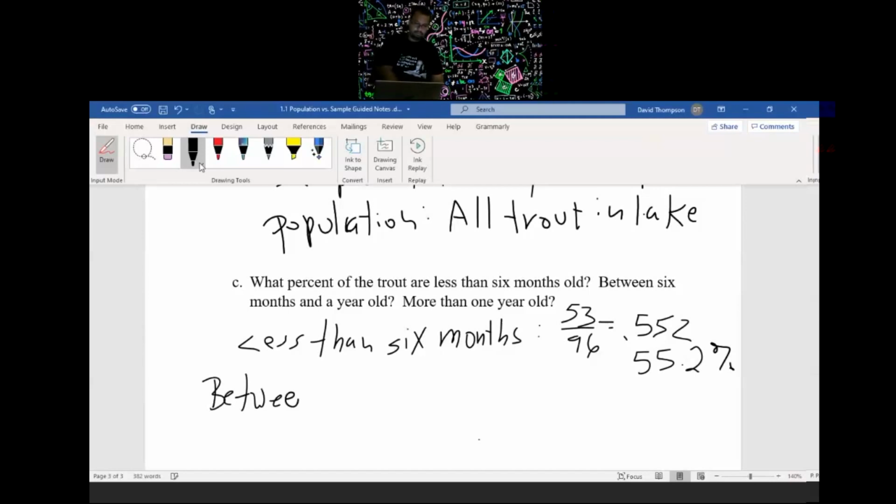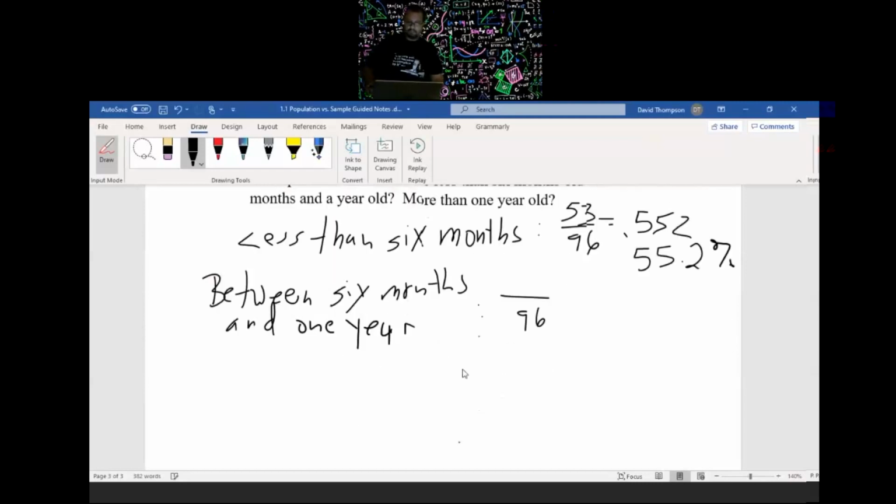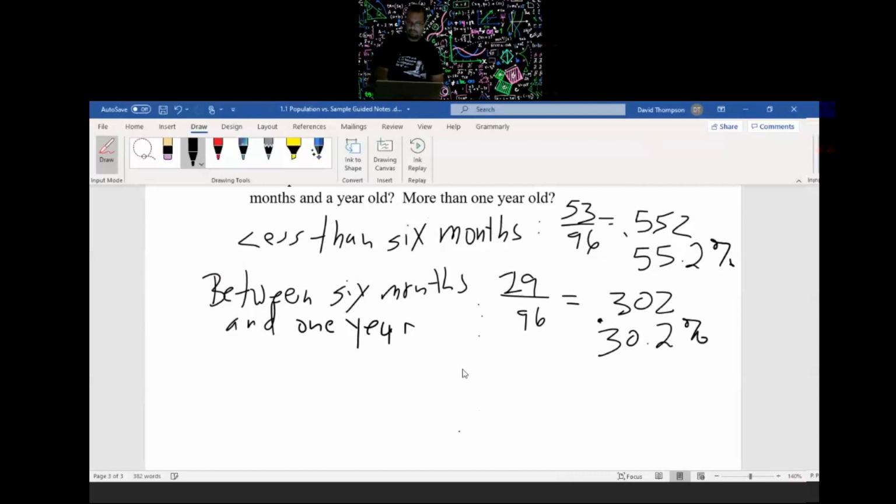We do a similar procedure for between 6 months and a year old. So again, we know there's 96 fish total in this sample. And we take a look and see that there are 29 between 6 months and a year. We divide 29 divided by 96. And that should give us 0.302 or 30.2%.